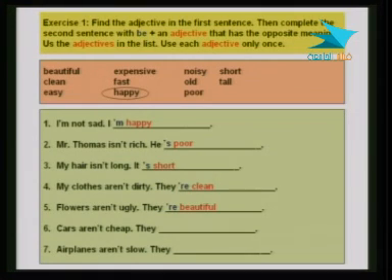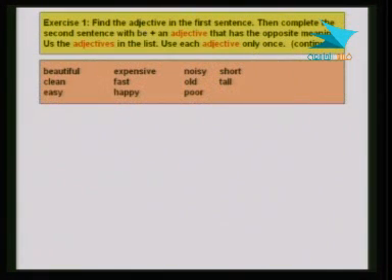Number 6. Cars aren't cheap. They're expensive. Airplanes aren't slow. And if they're not slow, then what? They're fast. You're right. And now we continue this exercise in this slide here.